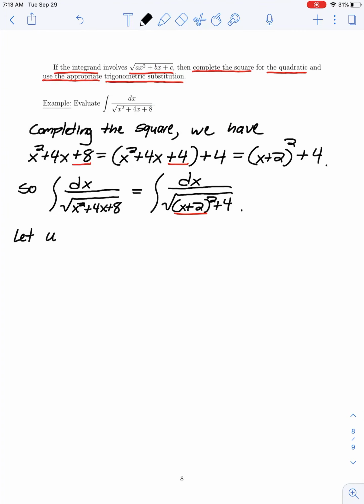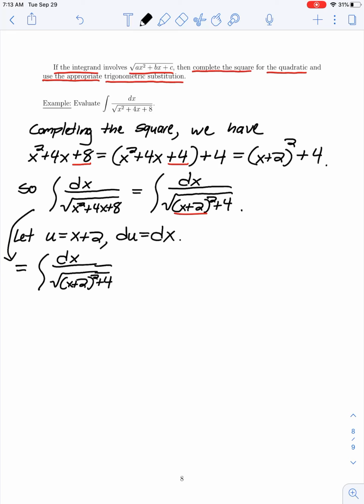So if we let u equal x plus 2, this inner function in our composition, then du is equal to dx. And so our integral, rewritten in terms of u, would be the integral of du over the square root of u squared plus 4. And now this looks like something where we can make use of a trig substitution.